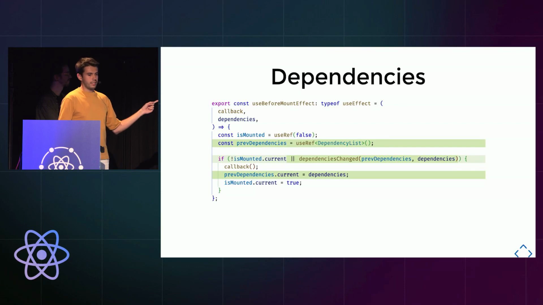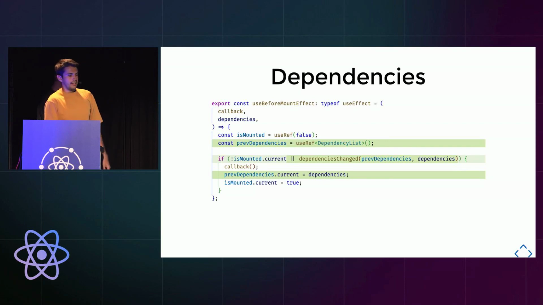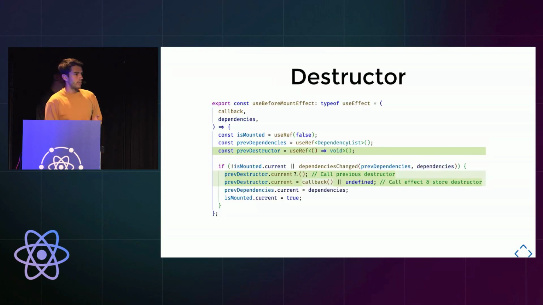And this is actually lacking some things to be more complete and to look a bit more like a useEffect. So we need 3 more things. First of all, a way to deal with dependencies and to rerun the callback if the dependencies have changed. And also a destructor, maybe also known as the cleanup function.